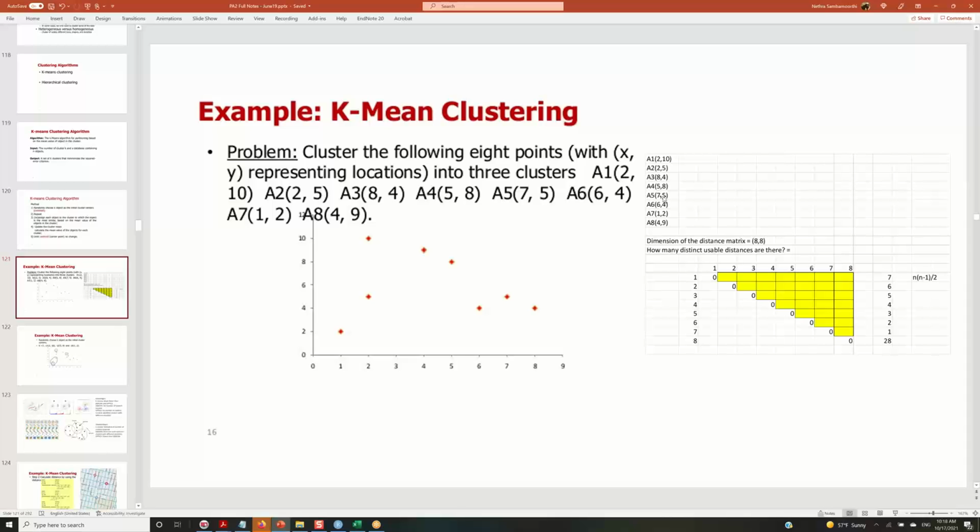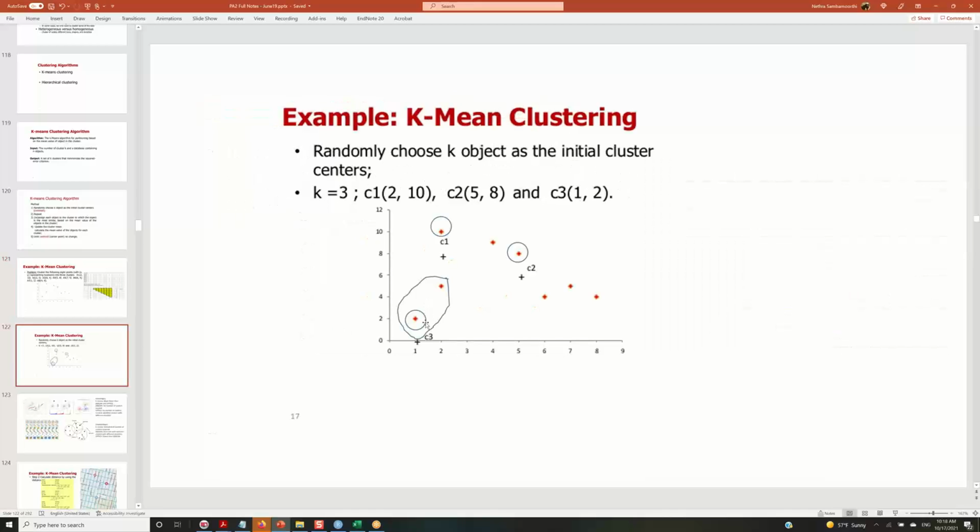Now, in K-means clustering, that's why K comes first: how many means, how many clusters you want. K, you need to know before you start. That's one of the important conditions. So you say we want 3 clusters. Then you randomly select 3 points. Let's say C1 is this one, this is C2, this is C3.